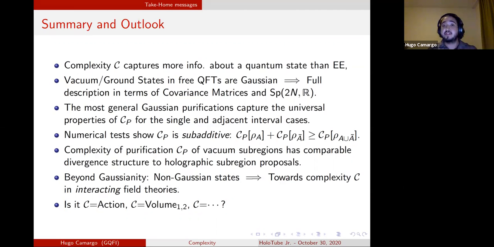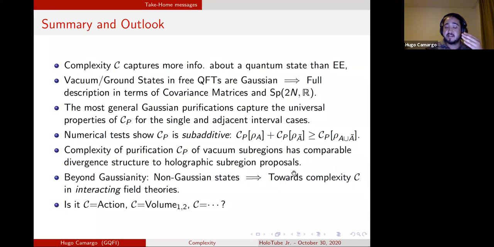What I mentioned also, as you can see from the plots that I showed with the adjacent cases, is that complexity of purification seems to be subadditive, and this seems to be a very general property of complexity of purification, which matches very well with the expectation that people have in holography. And of course, one wishes to make a comparison with these holographic proposals. Then the question is, what is not captured by these Gaussian states?